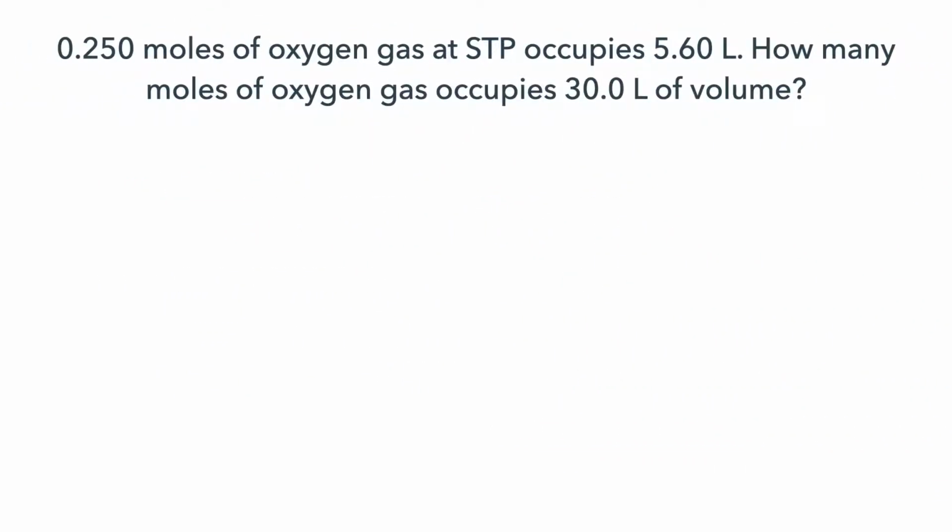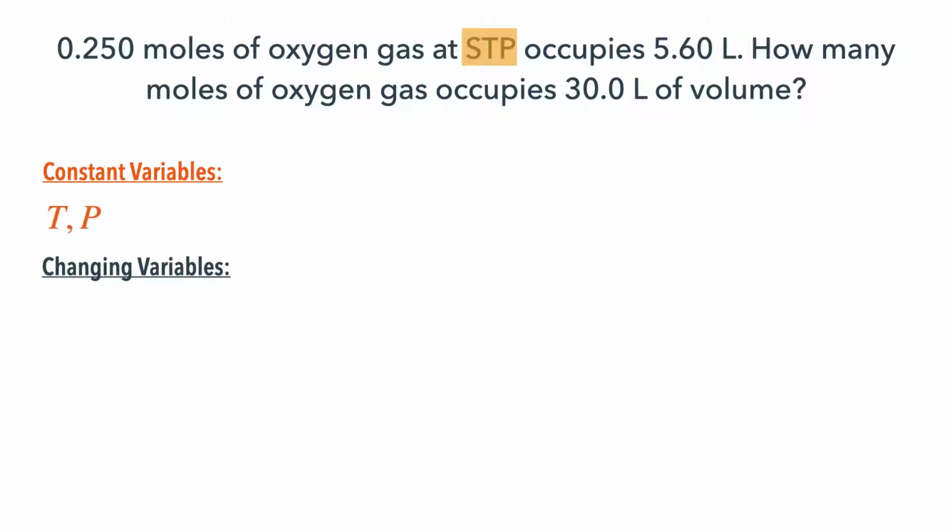0.25 moles of oxygen gas at STP occupies 5.60 liters. How many moles of oxygen gas occupies 30 liters of volume? We again need to identify the constant and changing variables. The keyword in this case is STP, which means standard temperature and pressure. This means that the temperature and pressure are constant, while the number of moles and volume are changing. That means we need to use Avogadro's law.